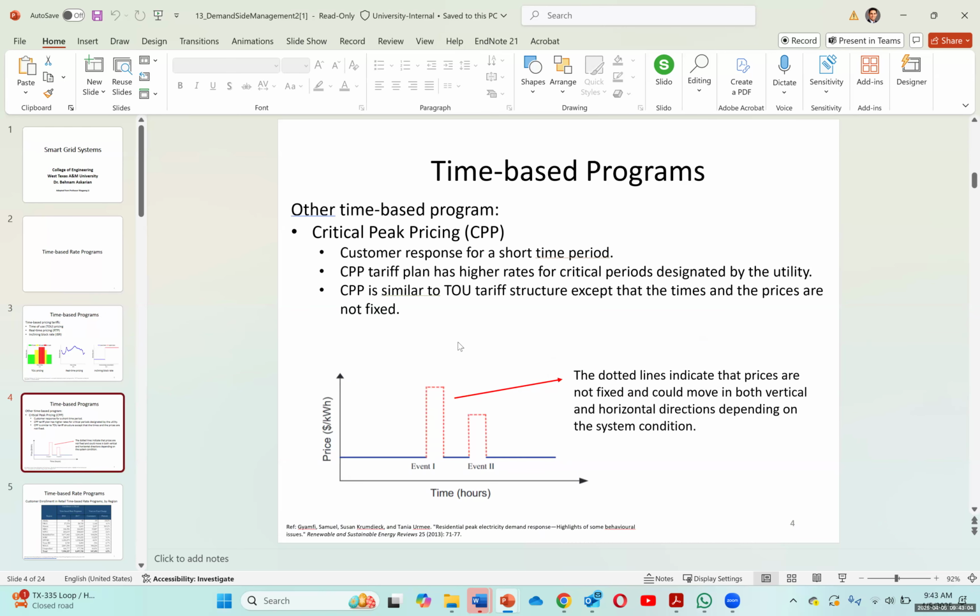And we also have the critical peak pricing, or what we call CPP. In this case, customers respond for a short time period. The CPP tariff plan has higher rates for critical periods designated by the utility. The CPP is similar to the TOU tariff structure, except that the time and the price are not fixed.